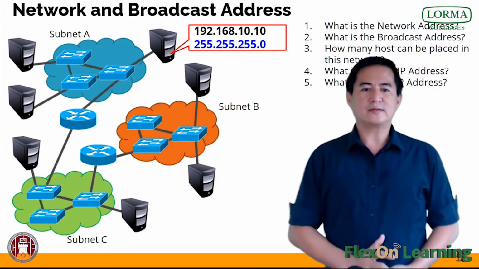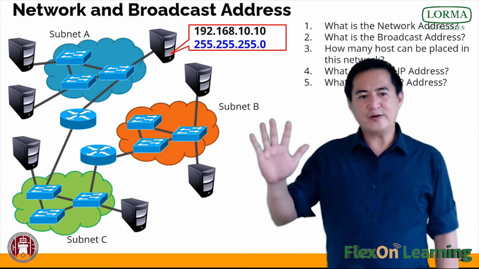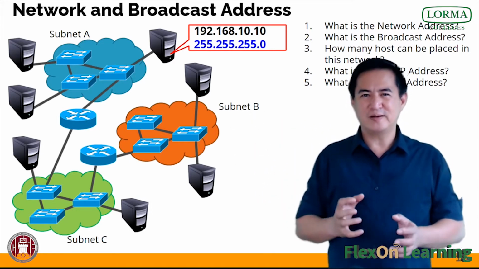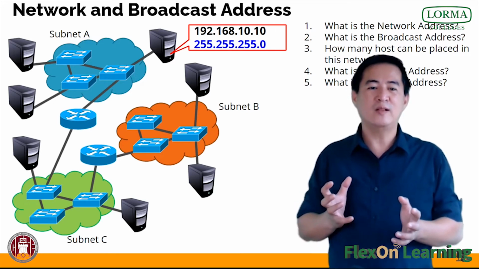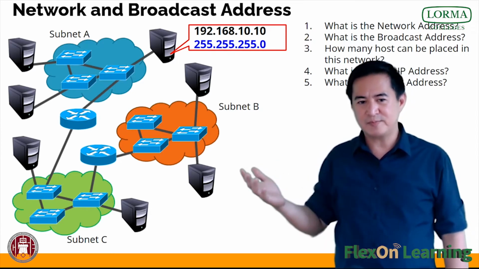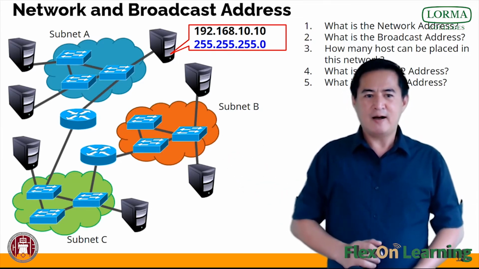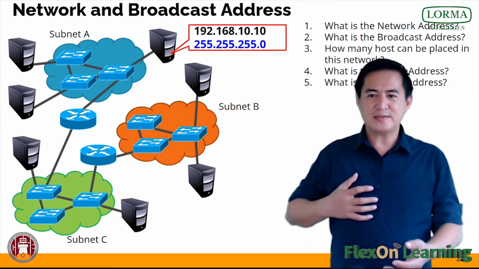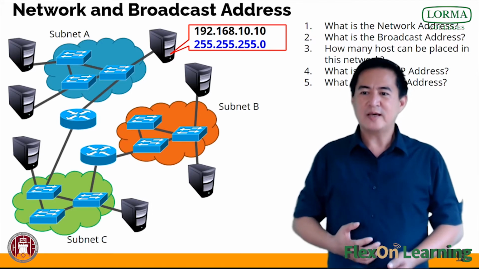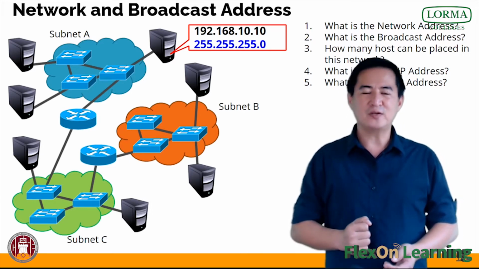Let's talk about network and broadcast address. When you have a large network and you would like to divide it into smaller networks, we call them a subnet. Like in this example, we have three colors representing different subnets A, B, and C. What is the address that you will be assigning to your computer, and to which network does it belong? You should be able to figure out how to do that.